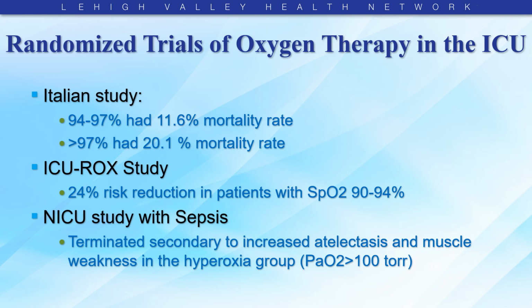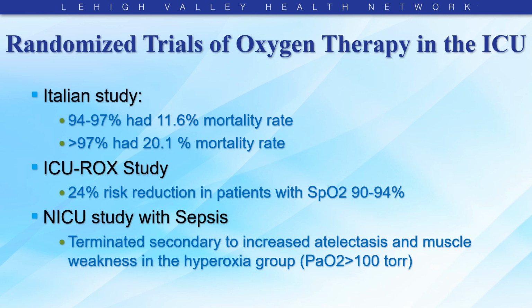Again, randomized trials in ICUs. This is an Italian study that showed that if you had a lower SAT in the ICU, the mortality of that group was 11%, almost 12. SATs above 97% had a much higher mortality rate. The ICU-ROX study showed a 24% risk reduction in patients that have lower SATs.